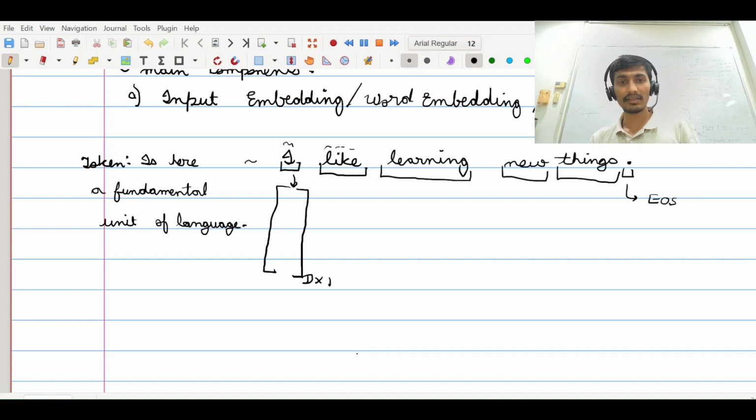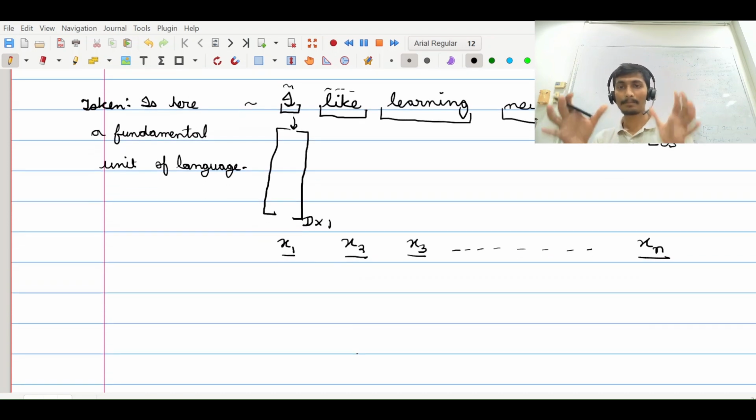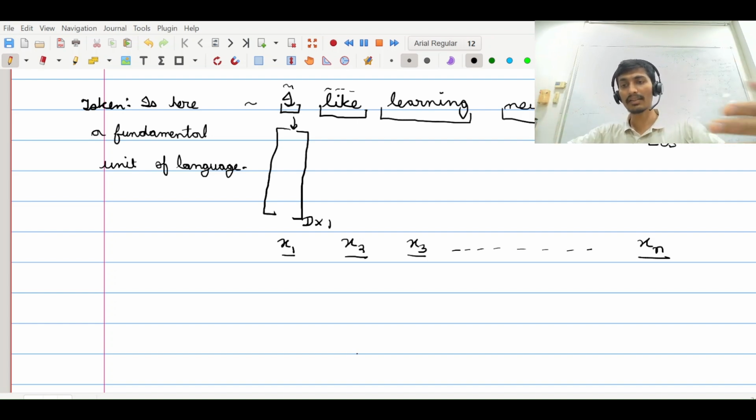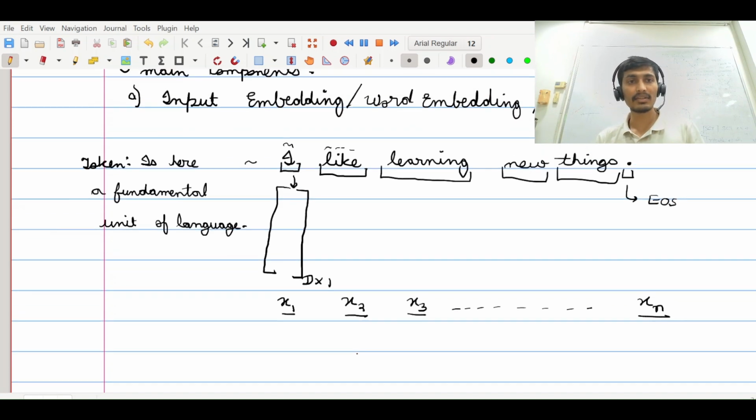So this is x1 vector, x2 vector, x3 vector, x n vector. Suppose there are n, we are looking at n tokens. Though if we are working at the level of words, those would correspond to n words and some symbols like the full stop. And if we are working at the level of characters, those would be n characters, including the special symbols.